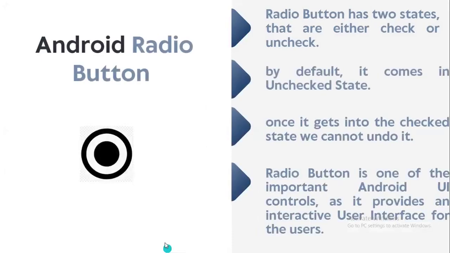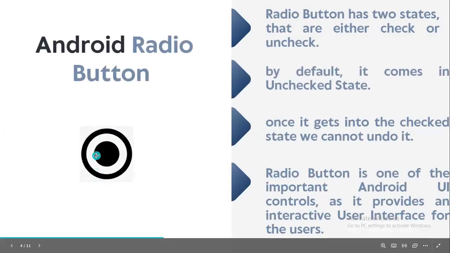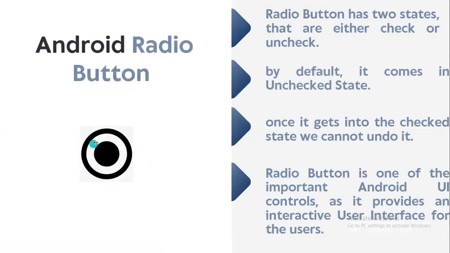As we can see here, at the left hand side, you are familiar with this control, the radio button. You have seen it many times. So basically a radio button has two states, either checked or unchecked. If you click on this button, then it will be checked, or if it is already checked, then it will be unchecked. By default, it comes in an unchecked state. When you launch your application the first time, you can see that this radio button will be unchecked, and when the user clicks on this button, then it will be checked.